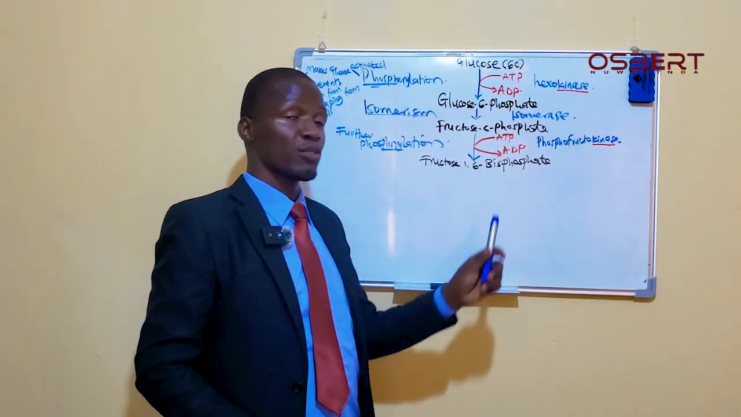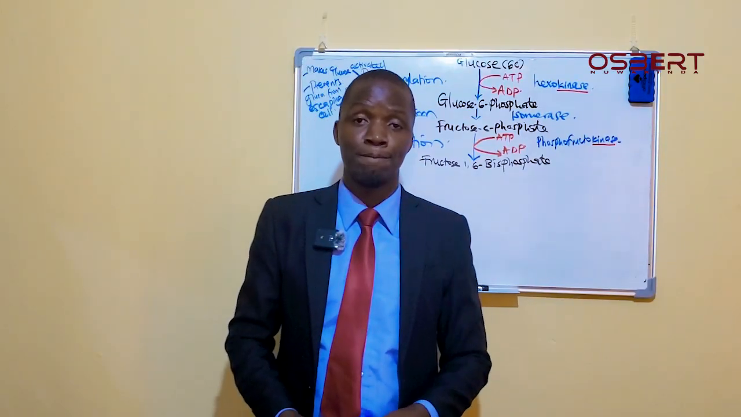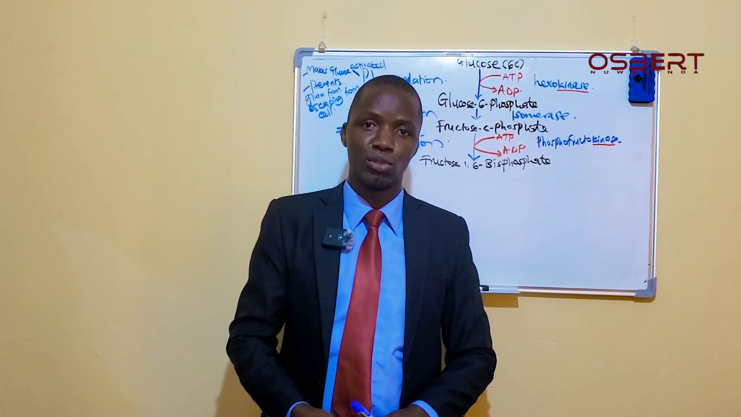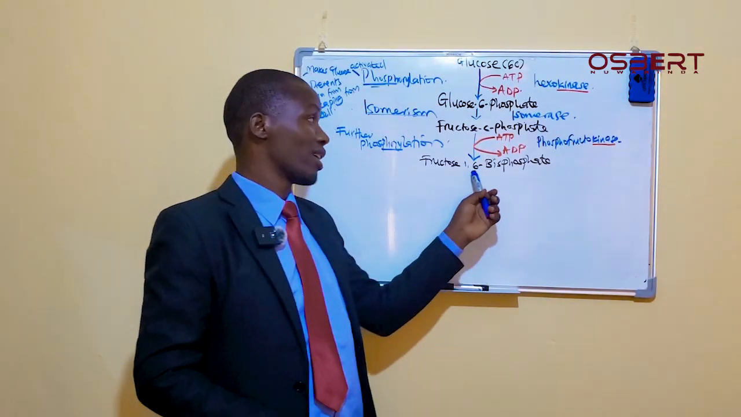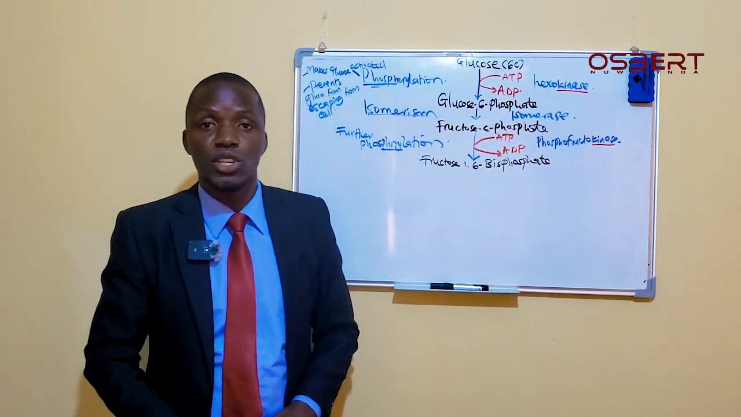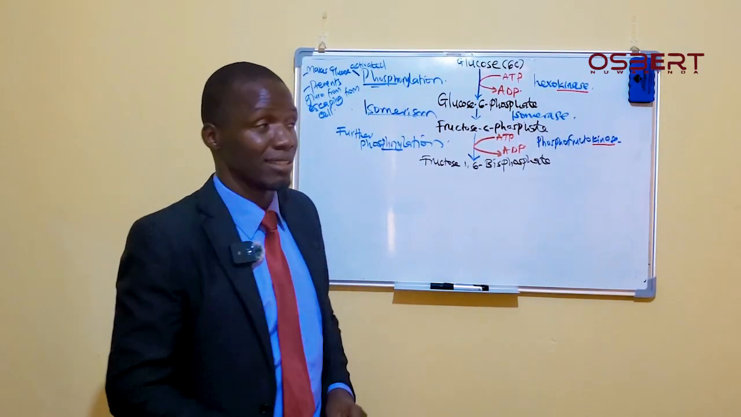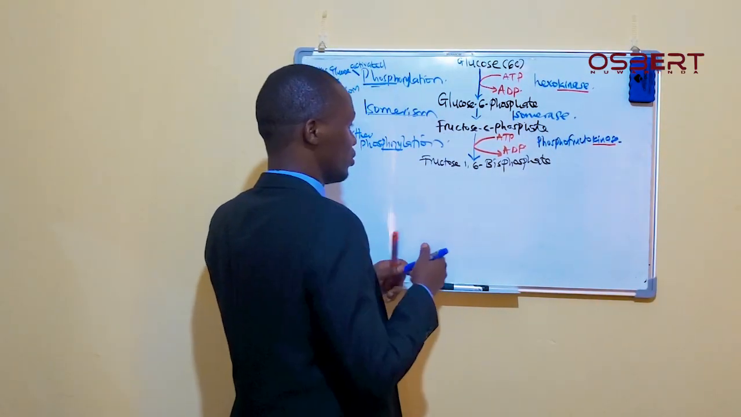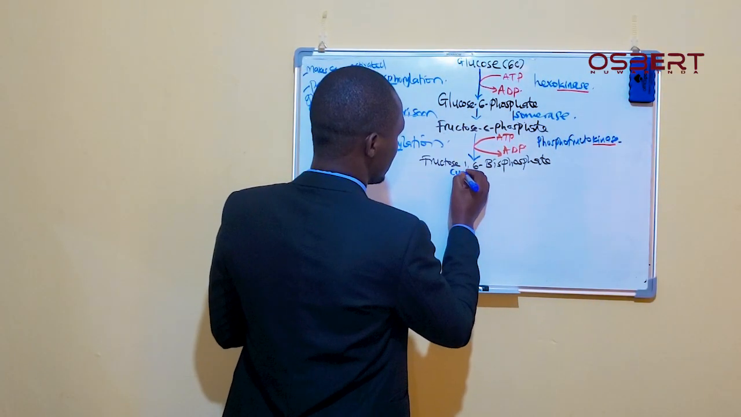Now, fructose 1,6-bisphosphate has some unique features. What are those unique features? What is the unique characteristic about fructose 1,6-bisphosphate? Something unique about that molecule is that it is what? This molecule is known to be unstable.